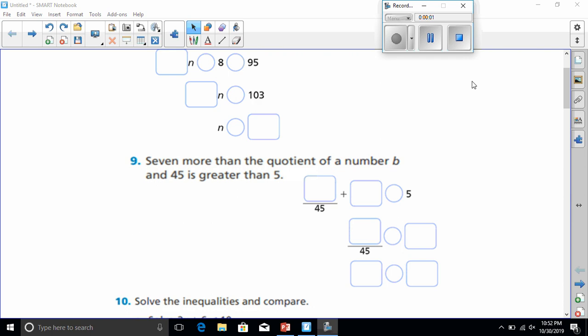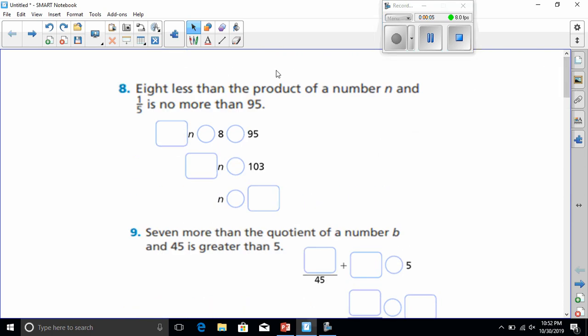All right, good evening, everybody. Today we're going to be doing practice on problem solving for two-step inequalities.